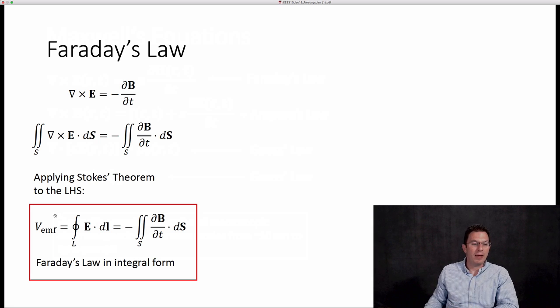So we say that Faraday's law in integral form looks like this. The induced EMF around a particular path is equal to the line integral of the electric field around that path, which is, by this right-hand side of Faraday's law, equal to the integral over an area of the partial derivative of the magnetic flux density here with respect to time, with a minus sign out front. This is Faraday's law in integral form, and you need to be familiar with both the differential form and the integral form.